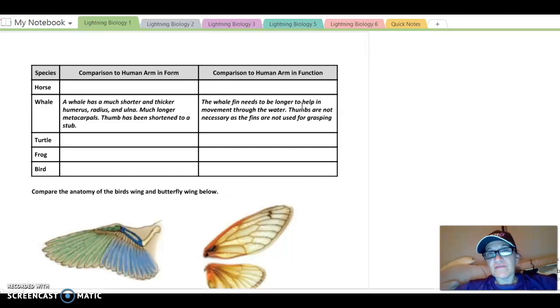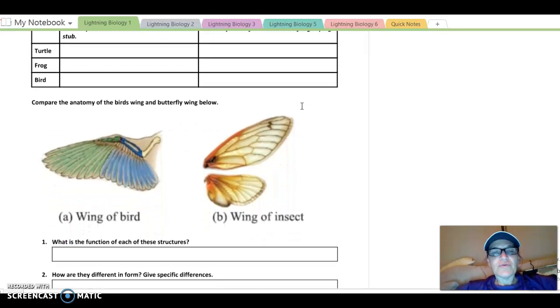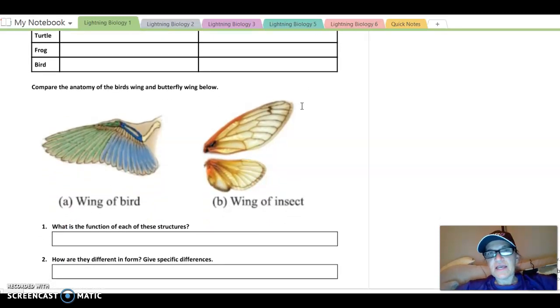Naturally, it would have developed and changed differently over time. So go ahead and go through. Once you're done with that, then we're going to look specifically at comparing anatomy of organisms where the two structures have the same function, but they don't have the same structure.